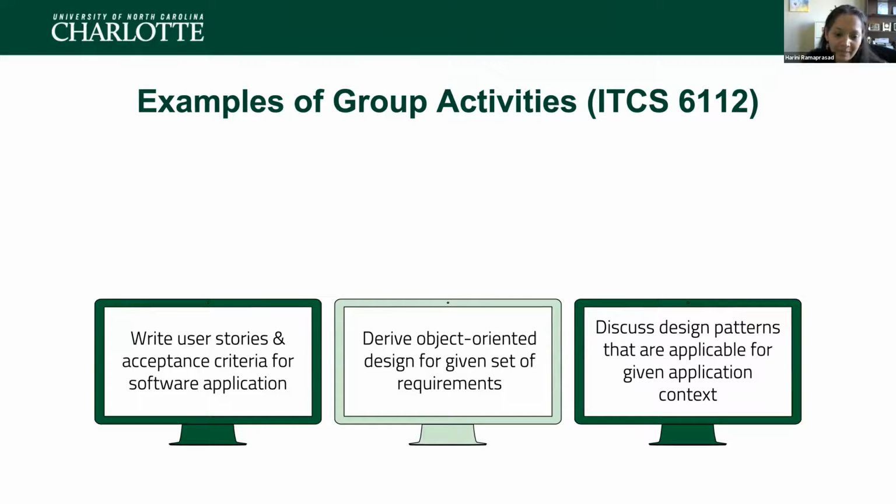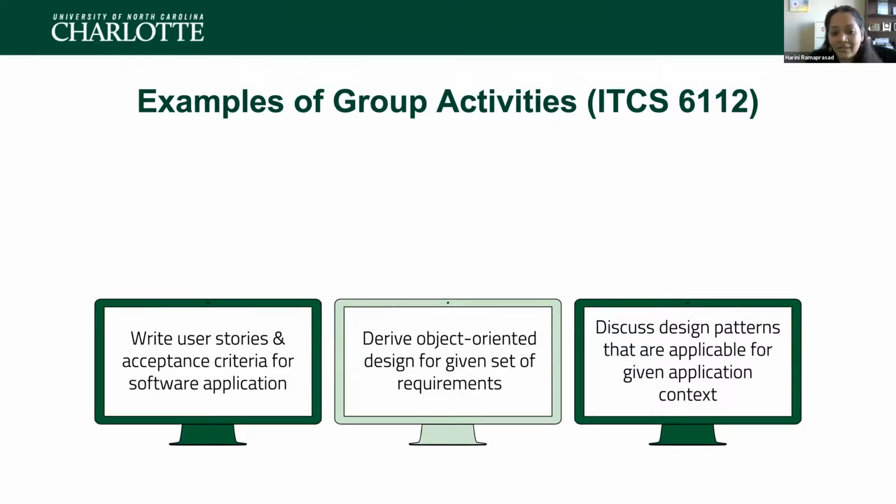So some example activities, I have a lot. I've just chosen 3 representative examples. The first one there says, write user stories and acceptance criteria for a software application. So here I give them a very broad, high-level vision for a software application and very simple case study, and ask them to brainstorm and come up with specific features and then how those features would look, what the screens would look like, etc. Come up with the requirements for that software application, essentially.